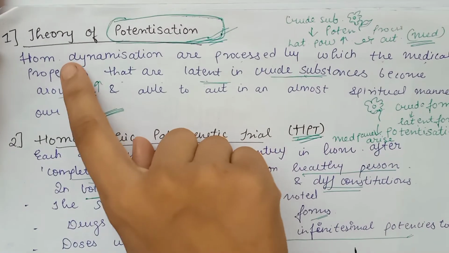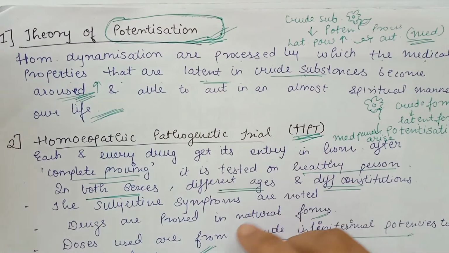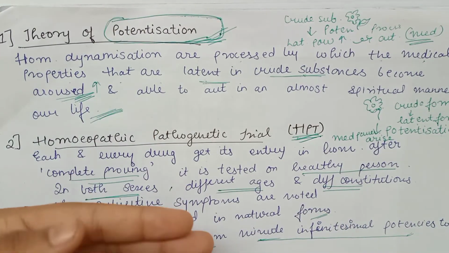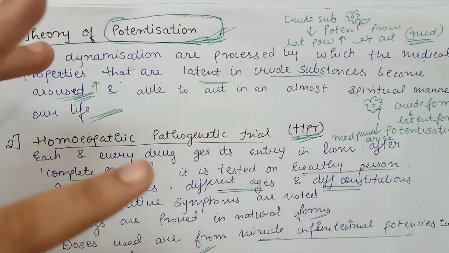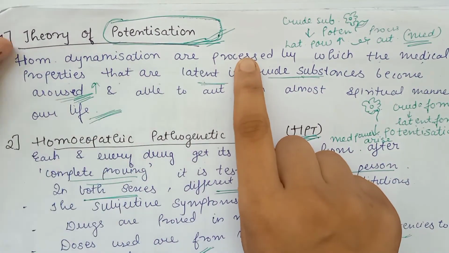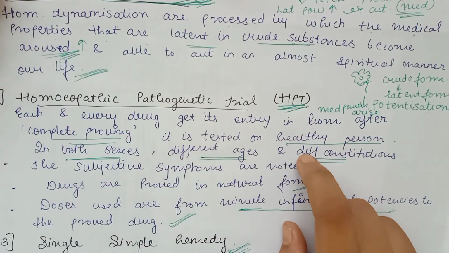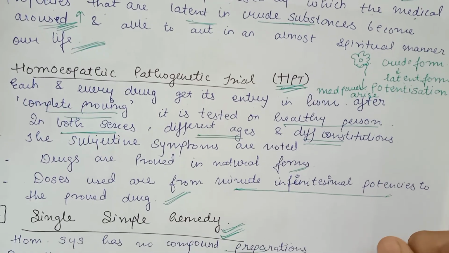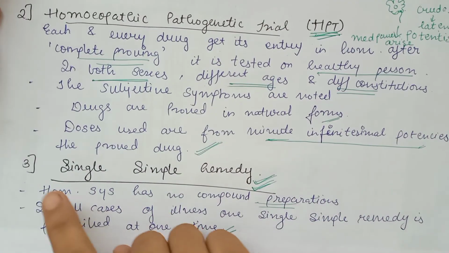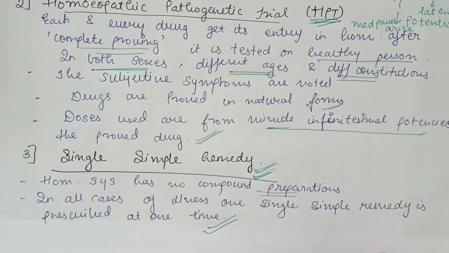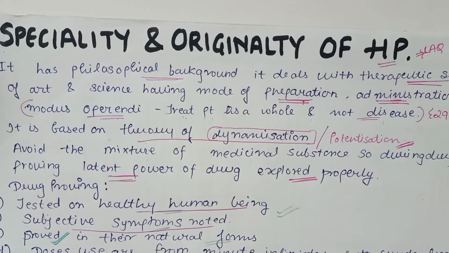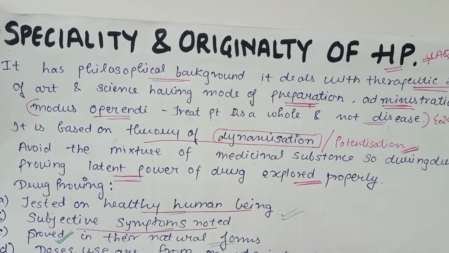Then we had seen the theory of potentization, how in the crude form it has the power to cure, but it is latent, which arises after the process of potentization. Then homeopathic pathogenetic trial, how we prove it, and what are the symptoms we take after proving, and single simple remedy, how we prescribe only a single remedy at a time. So this was about the speciality and originality of homeopathic pharmacy.